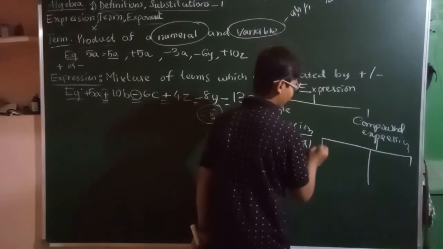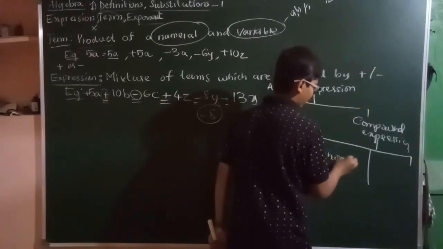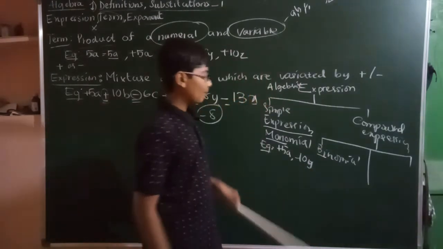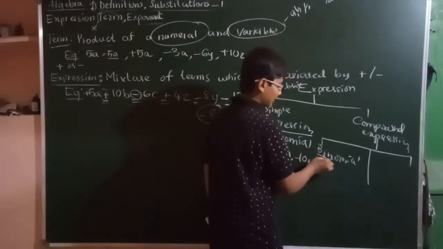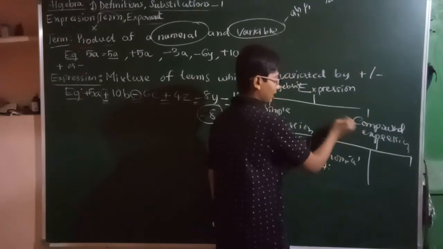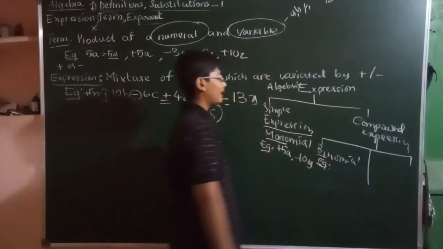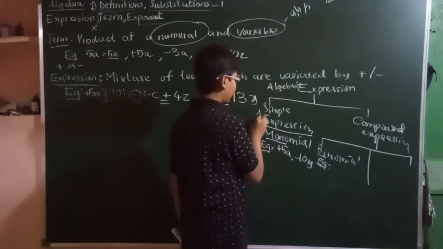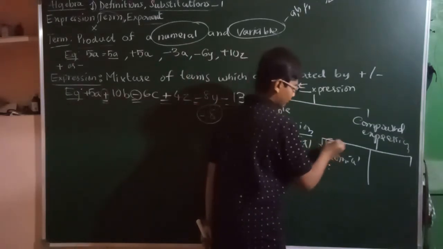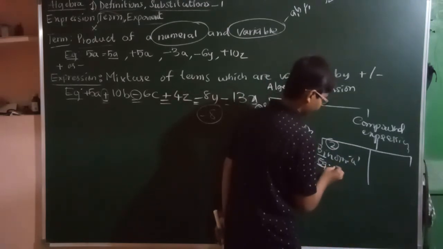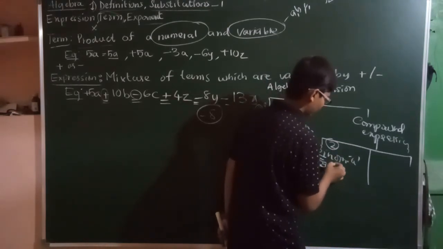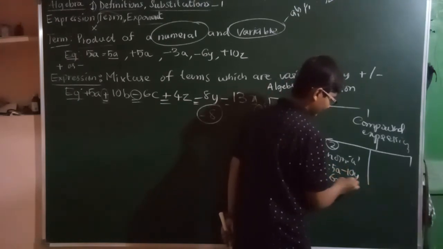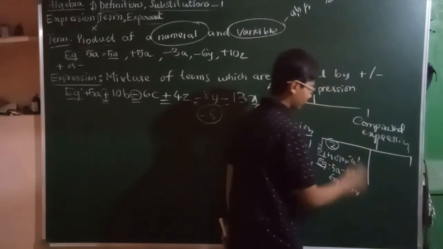Okay, first one, binomial. In binomial we see "bi". Bi is nothing but 2. It means the compound expression, or the algebraic expression, having two terms. See, here it is one term; here it is two terms. We call it a binomial, for example 5a minus 10y, 6a plus 13y, etc.